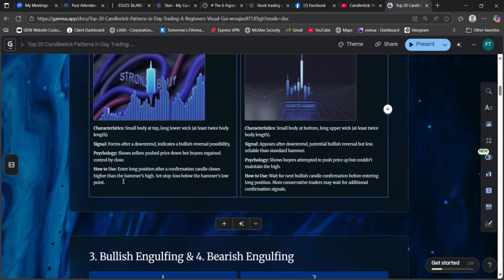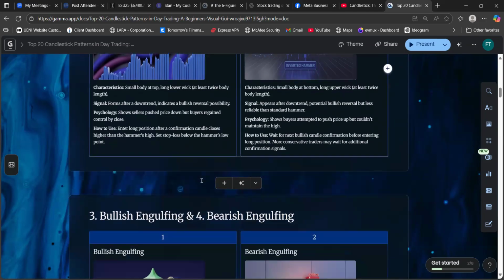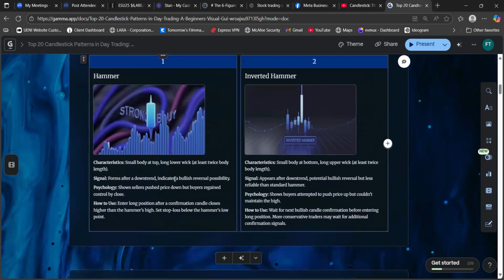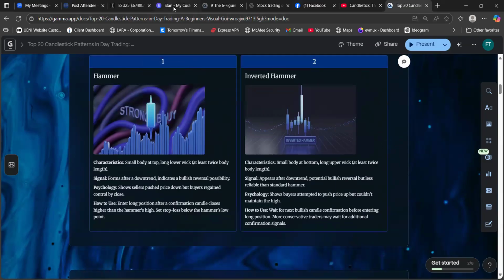How do you use this? You enter long positions after a confirmation candle closes higher than the hammer's high. You set your stop loss below the hammer's low point. And we're going to get into what a stop loss and all of that is in just a second.